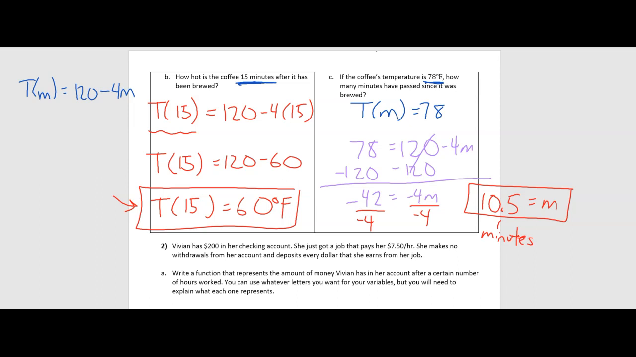Pause the video and see if you could come up with a sentence that describes what I boxed in red. Not just that it's 10.5 minutes, but what does that have to do with the problem? So what this represents is that after 10.5 minutes, that is when the coffee's temperature will be 78 degrees Fahrenheit. All right, let's move on.